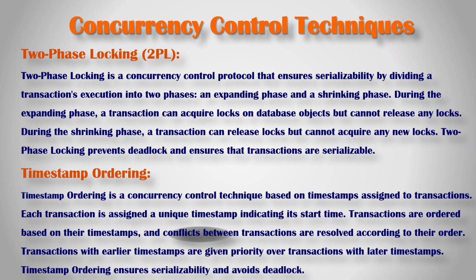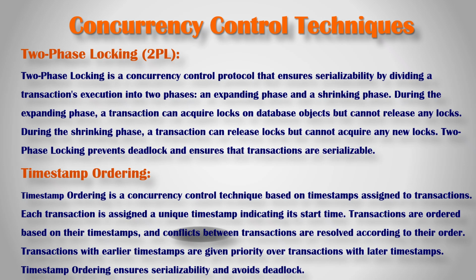Two-phase locking, 2PL. Two-phase locking is a concurrency control protocol that ensures serializability by dividing a transaction's execution into two phases, an expanding phase and a shrinking phase. During the expanding phase, a transaction can acquire locks on database objects, but cannot release any locks. During the shrinking phase, a transaction can release locks, but cannot acquire any new locks. Two-phase locking prevents deadlock and ensures that transactions are serializable.